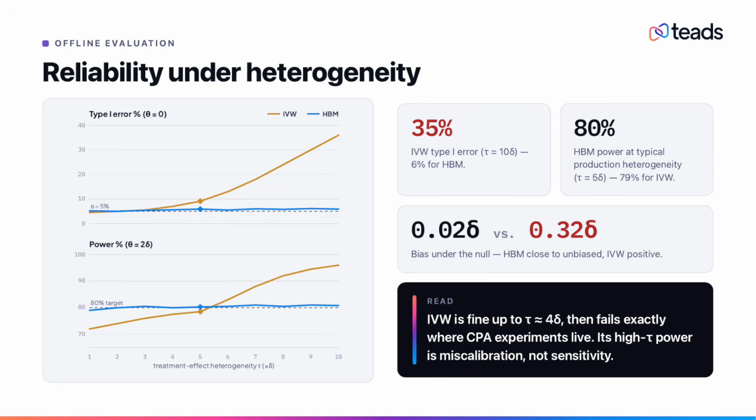For power at typical production heterogeneity, the hierarchical model reaches the 80% target. Inverse variance weighting looks similar on paper, but its high tau power comes from miscalibration, not sensitivity. In short, inverse variance weighting is fine up to about 4 delta, then fails exactly where CPA experiments live.